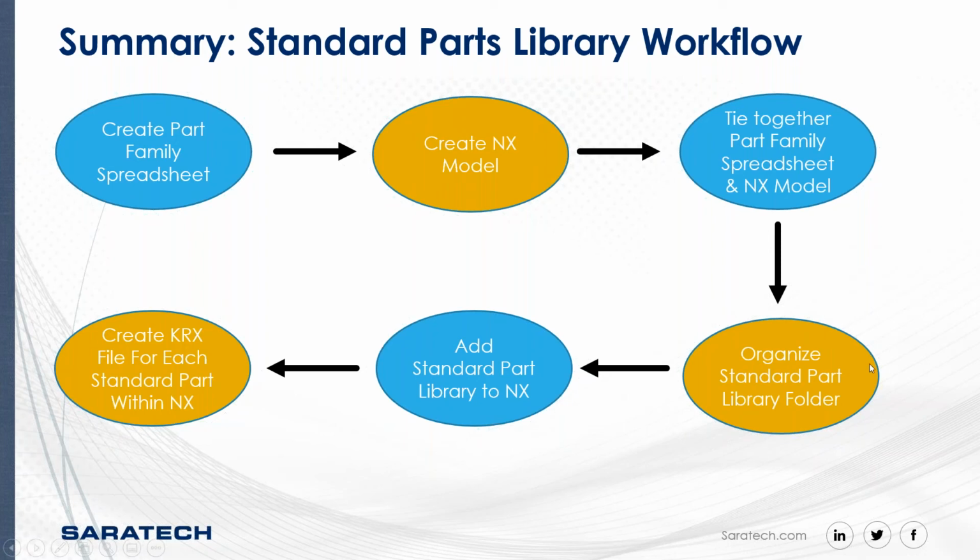Once all of our needed standard parts are built out, we organize our standard parts library folder. Then we link our library folder to NX using the reuse library management tool in NX. Then we create the KRX file for each part within NX to allow parts to auto fit into the assembly. By following these 6 steps, we can essentially avoid the hidden costs of standard parts and save a tremendous amount of time and money that can be really well spent on focusing on bigger and more demanding tasks.